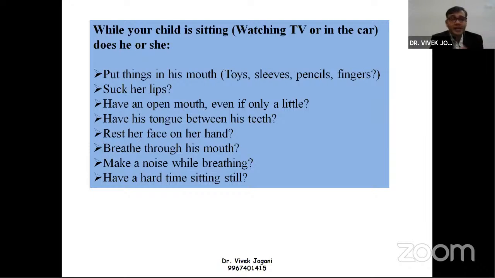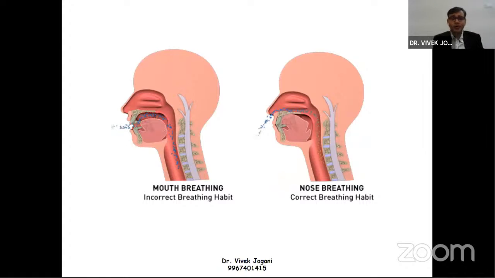So from each category, even if we take one yes answer, it means your child is having four of the cardinal features of mouth breathing. Now, before going on to what the detrimental effects of mouth breathing are and what mouth breathing actually is, let us understand the difference between mouth breathing and nose breathing.